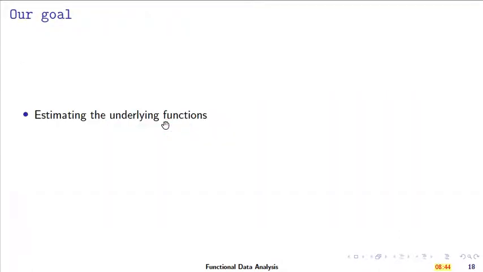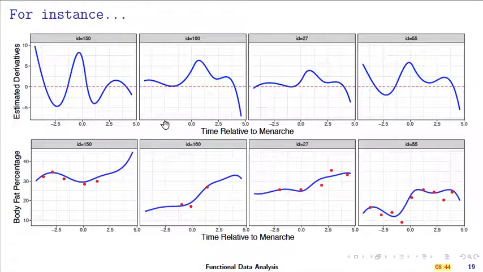Okay, so here is the goal of our course. First I will show you how we can estimate the underlying functions without any parametric assumption. And then, as we said, we are also able to estimate the derivative of the functions. For instance, this is the graph I showed you about body fat percentage. The red dots are the sparse data we have. We are able to estimate the curves behind this data, and also the derivative of these curves as well.